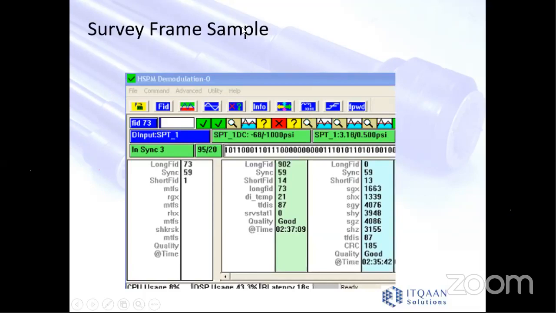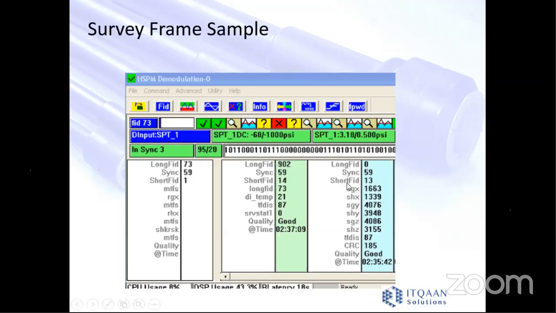Survey frame sample. We have this one here, if you can see the mouse. This one is a survey frame. This is how the 01 binary data is coming in, and this is how it's decoded and demodulated here. So this is an example of a survey frame. We have G, SGX, SGY, and SGZ. Actually, this is the measurement from the accelerometer in three axes, X, Y, and Z. We have HX, HY, and HZ. This is the measurement of the magnetometer in three axes.